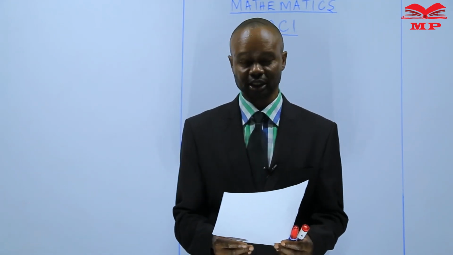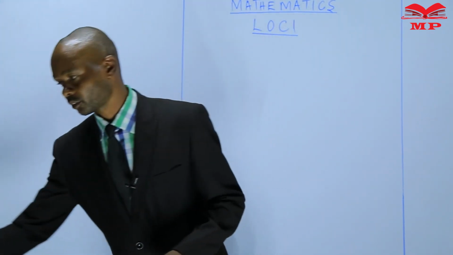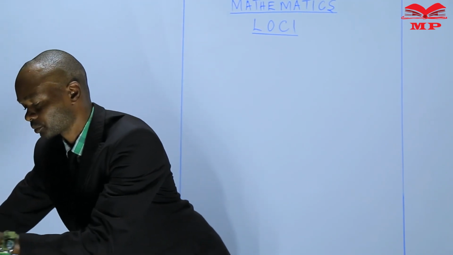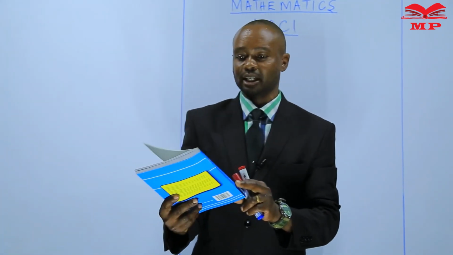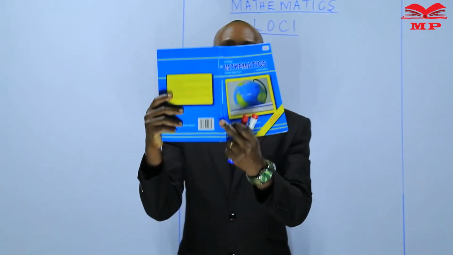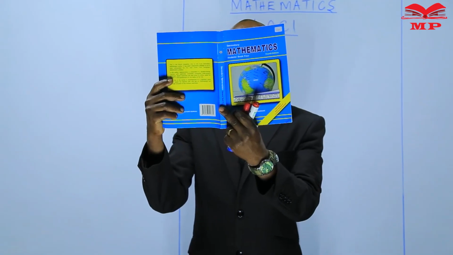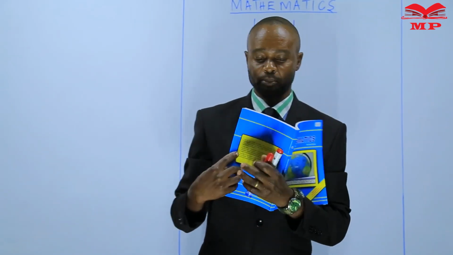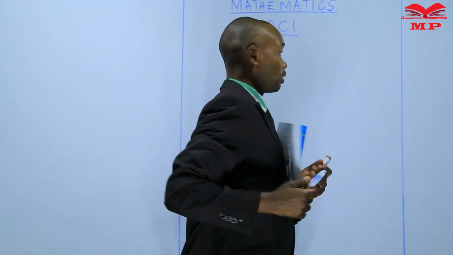Under the introduction for the topic, we shall use an example. There is an example under Secondary Mathematics Students Book 4, as it is seen there. I'll take my time to sketch on the board under the introduction, which will help us to move on.